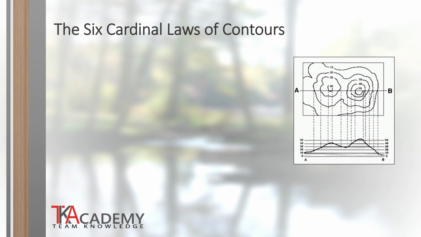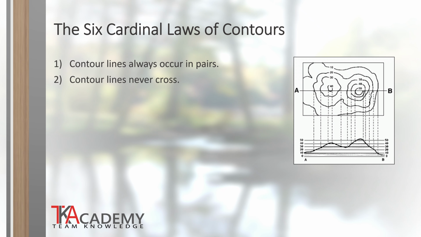These are absolutes whenever dealing with contour lines. Number 1. Contour lines always occur in pairs. There is never a single contour line. Number 2. Contour lines may never cross. One contour line cannot cross over another contour line. Number 3. Contours have equal vertical separation. These are the contour intervals that were previously discussed.